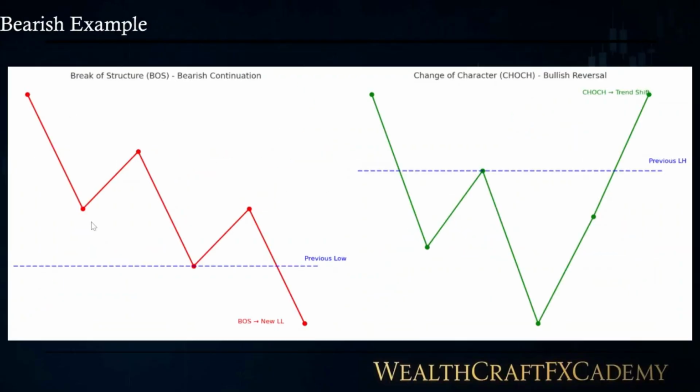Now for the bearish example, we have this scenario where the market is making lower highs and lower lows, lower highs and lower lows, right? This is also a break of structure, BOS, which means a continuation in the downward move or downtrend, right? Now this is the previous low that got broken, right?